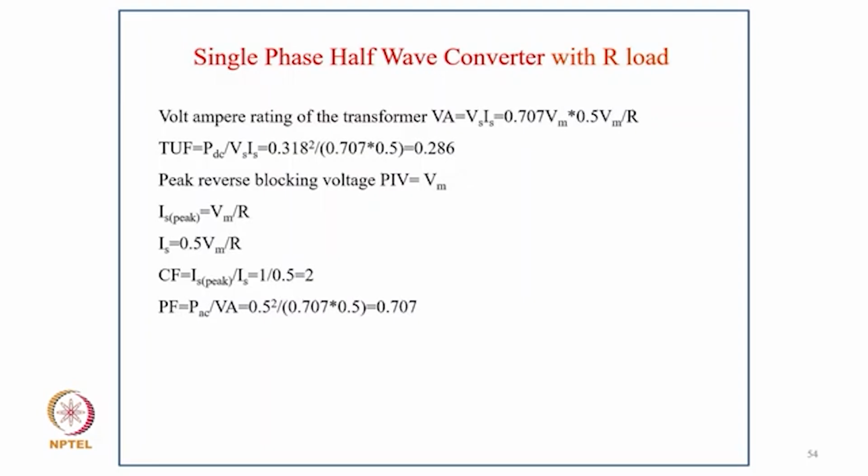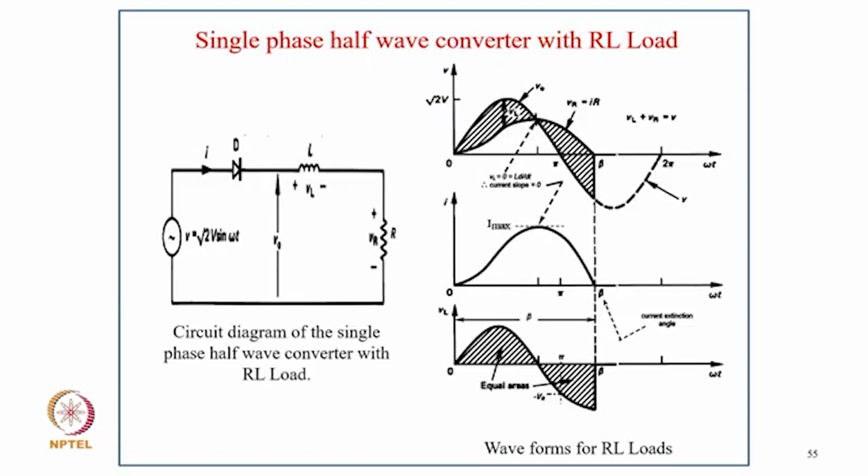So putting in the value, it comes to 0.286 or 28.6%. Peak inverse voltage PIV is Vm, Is peak is Vm upon R, and Is is 0.5 Vm upon R. Crest factor is Is peak upon Is, so that becomes 1 upon 0.5, that is 2. Power factor is P upon VA, so putting in the value, it comes to 0.707.